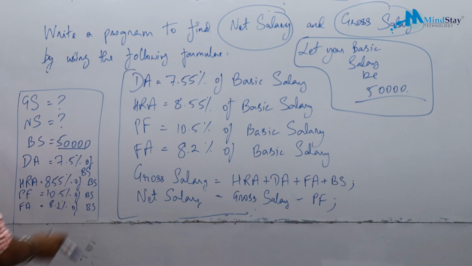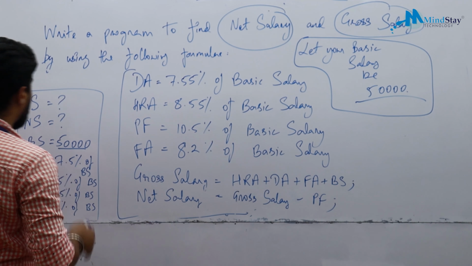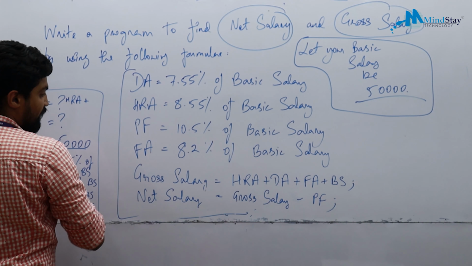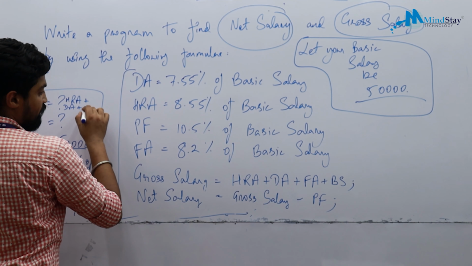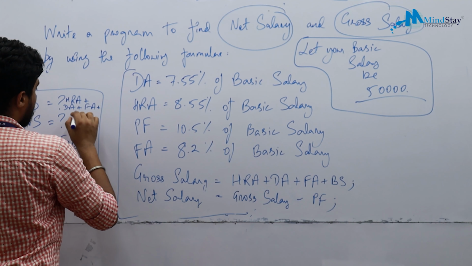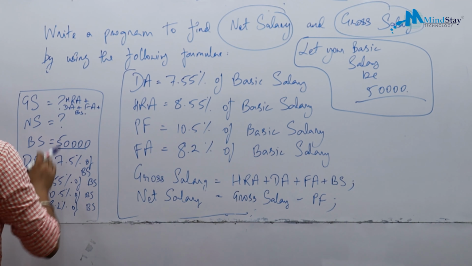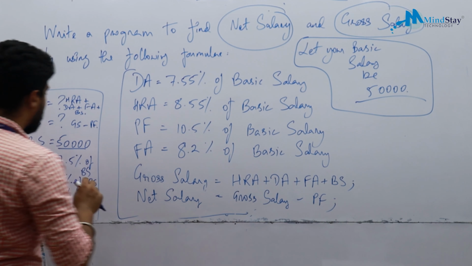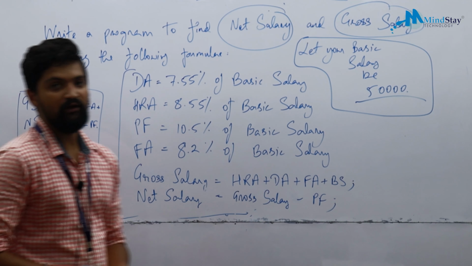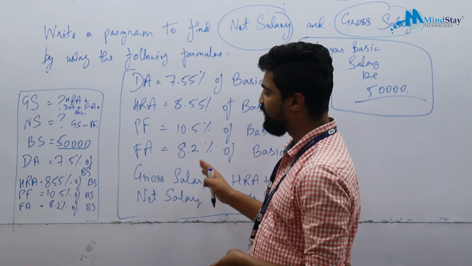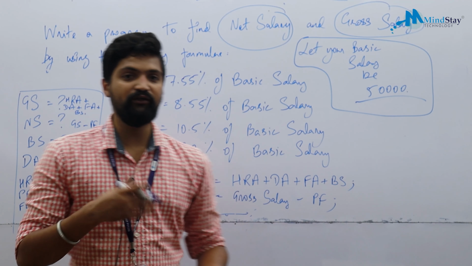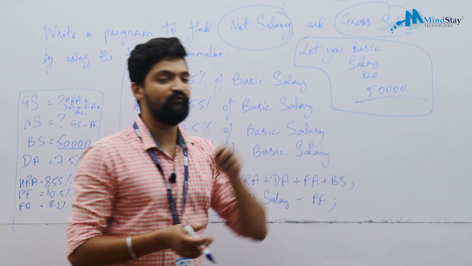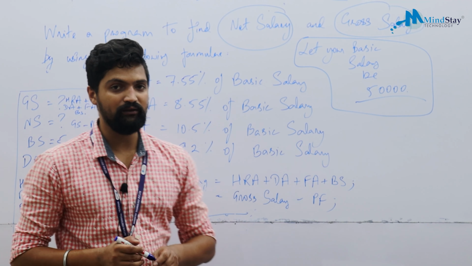Now with all these details, you have to find the gross salary and the net salary. What is your gross salary? HRA plus DA plus FA plus BS, that is your basic salary. And what is the net salary? Gross salary minus provident fund is your net salary. Using these details we need to write code to find the net salary and the gross salary if your basic salary is 50,000. So let's quickly do it.